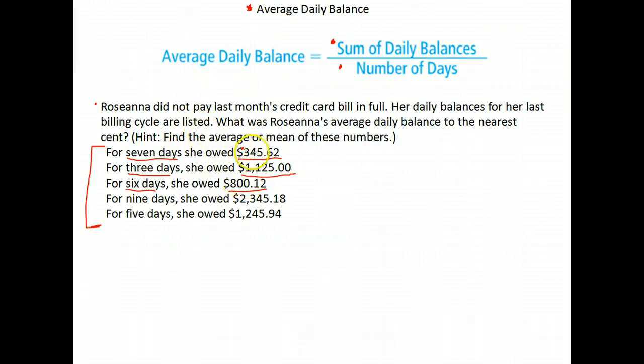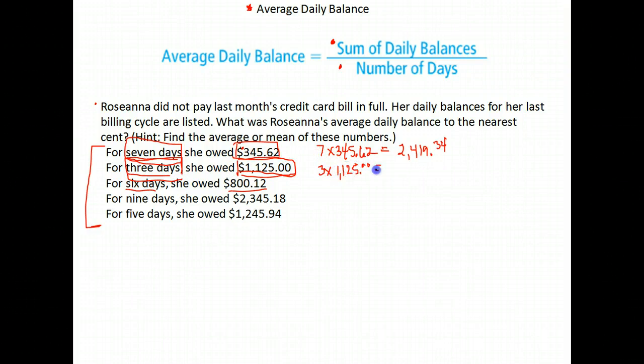Our job is to add up all these daily balances, but notice we have to total, first of all, the ones that are the same, because we have 7 days at $345.62. So we're going to take 7 days times $345.62 to find the sum for just those 7 days. Okay, that gives us $2,419.34 for those 7 days. Then we go to our next section.